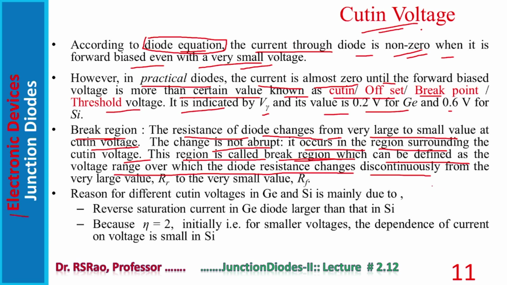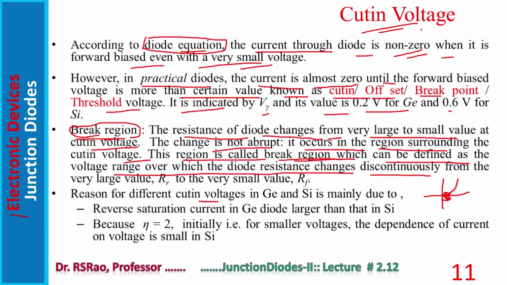So what he is trying to tell is, this is the VI characteristic under forward biased condition. This is cut-in voltage. After 0, before cut-in voltage, here the resistance is infinity, very large. After cut-in, resistance starts decreasing. So around cut-in voltage, one can imagine a region where resistance decreases from high to low. That region is called break region.